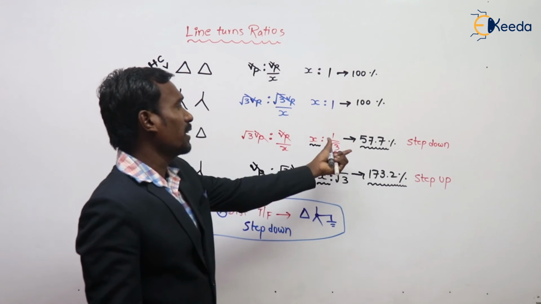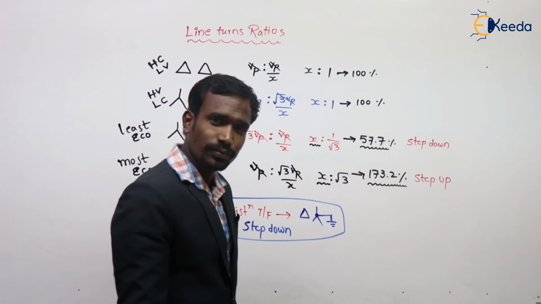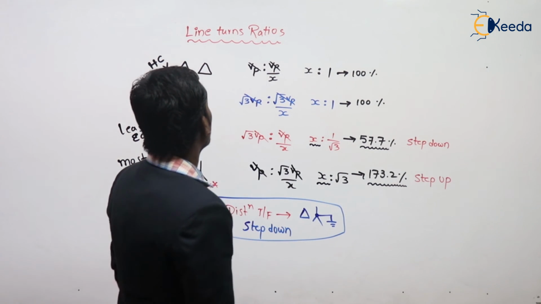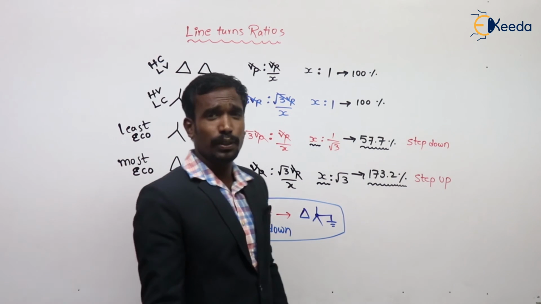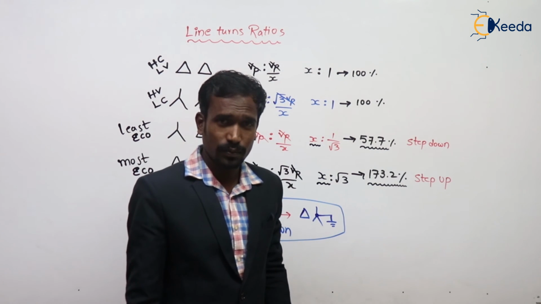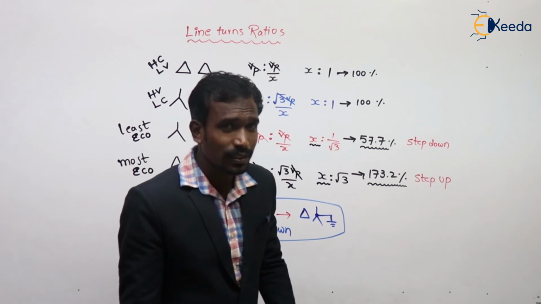I have given you numericals also. These line turns ratios are very important. They may ask you questions. Is it okay? Right? Thank you.